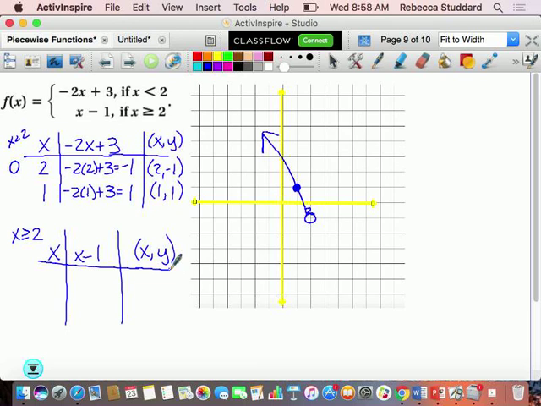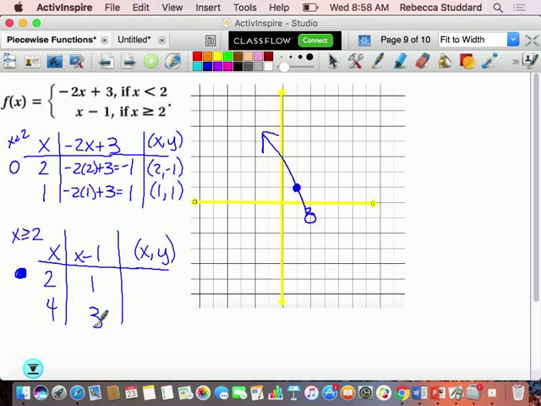I want to include my boundary point of 2. Is that going to be an open circle or a filled in circle this time? It's going to be filled in because we've got the or equal to. And then what's a number greater than or equal to 2? We've already done 2. What's another number? 4. Okay, so I'm going to just tell you, if you plug in a 2, you get a 1. If you plug in a 4, you get a 3. So our ordered pairs are 2, 1, and 4, 3.